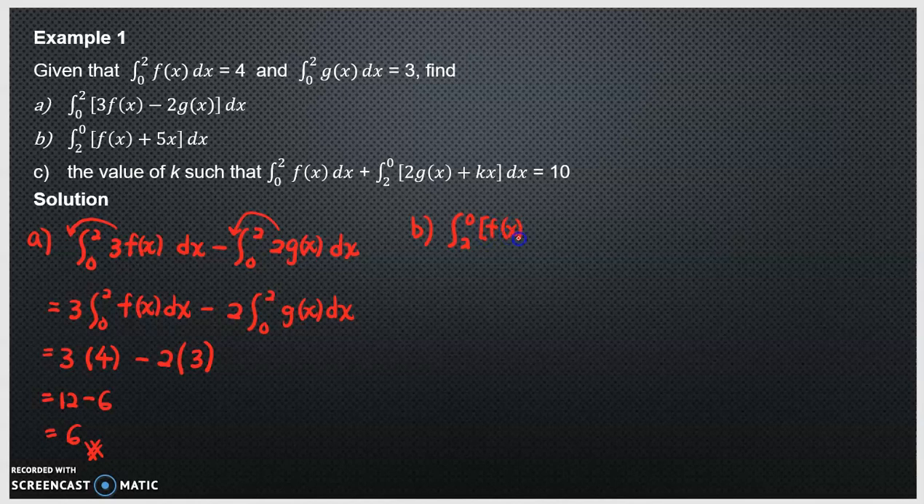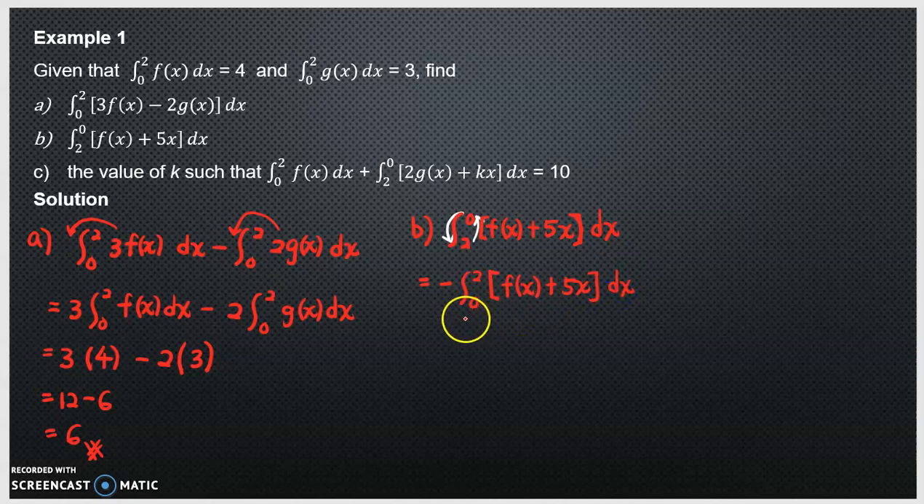f(x) plus 5x with respect to x. So first, what I have to do is interchange. Let's say I change the color. I interchange this value. So what I need to do is, here will be equal to negative integration from 0 to 2. Why do I need to change this value? Because the given integral is from 0 to 2. So f(x) plus 5x with respect to x.